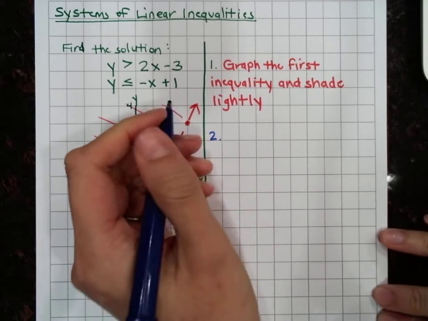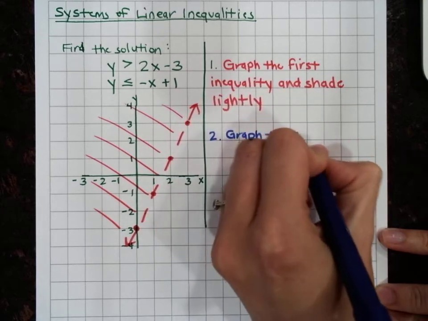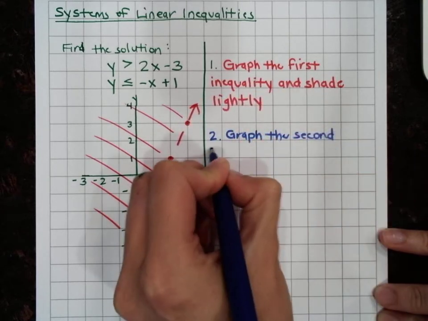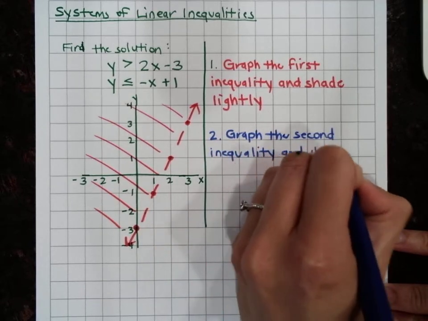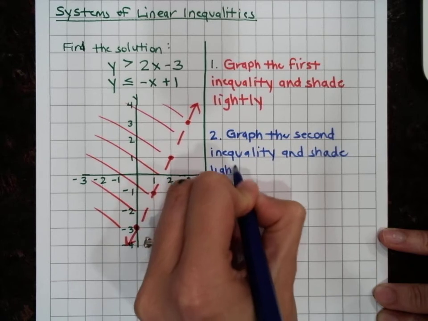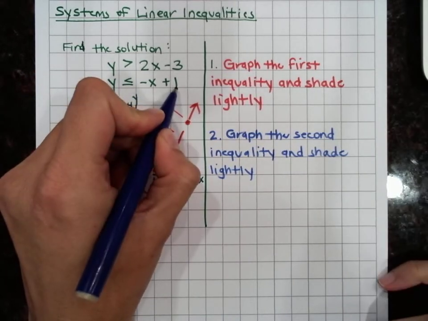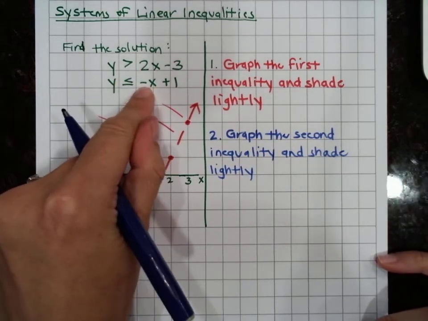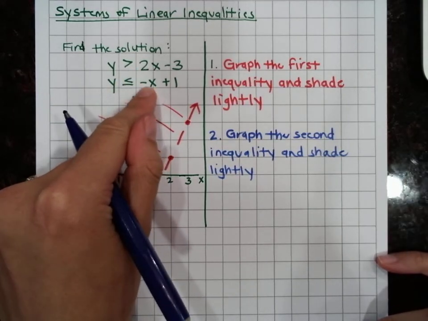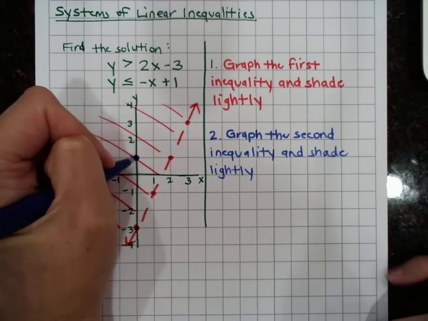Next, we are going to graph the second inequality. And we're going to shade lightly. So our second inequality, first we need to graph our y-intercept, which is positive 1. Our slope is negative 1. So negative 1, our line's going down, and our rise and run are both 1. So negative 1 over 1.